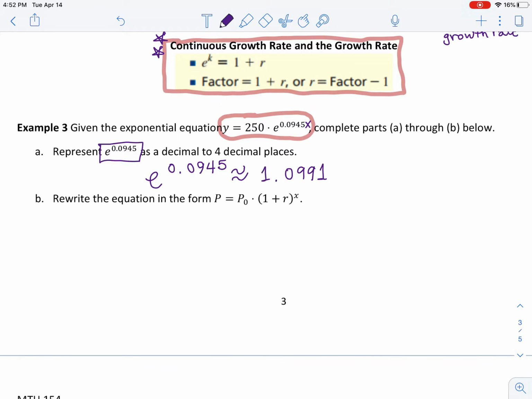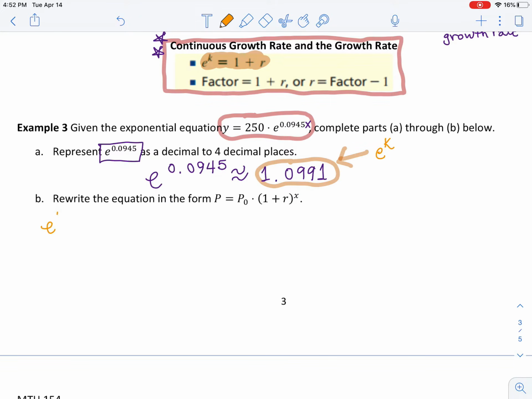All right, rewrite the equation in the form. Now, this is going to be a little more challenging, but it's okay. We know how to do this. Notice the first equation that we boxed. Take a look at this. e to the k power is equal to 1 plus r, right? We do know what e to the k power is. This is e to the k power we just found.